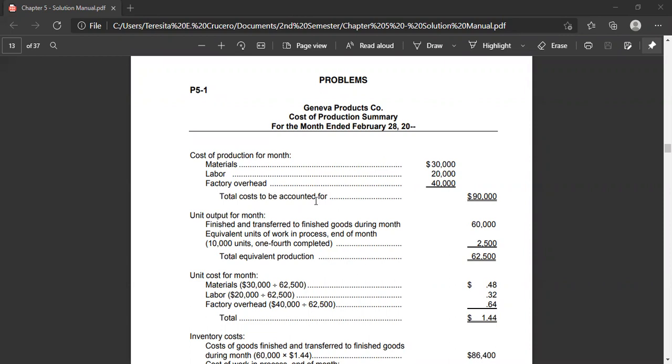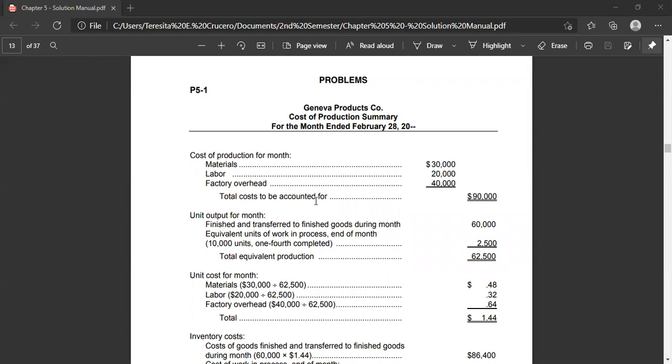We have the production cost incurred during the month, including materials, labor, and factory overhead. Now, from the production report, we have finished and transferred to stockroom during the month 60,000 units, and at the end of the period, you still have work in process one-fourth completed for 10,000 units. Requirement is prepare a cost of production summary for February.